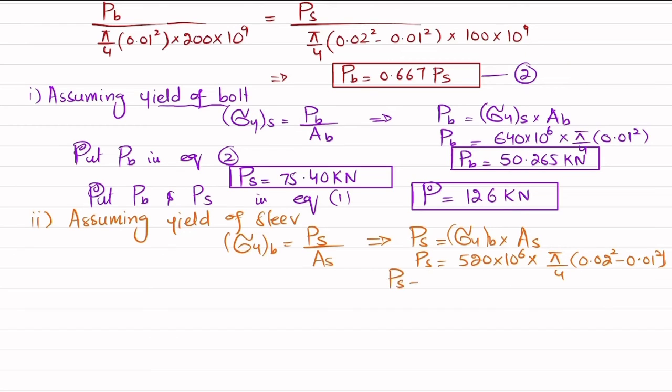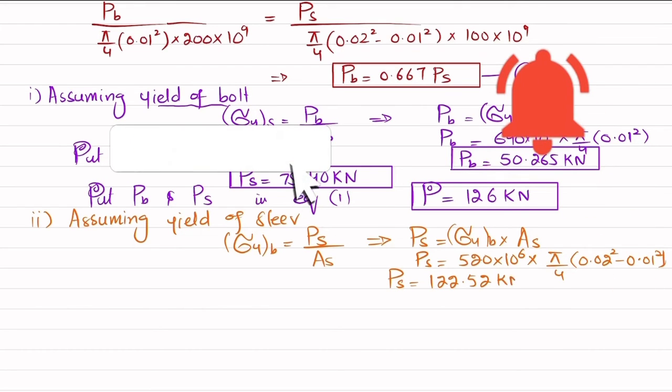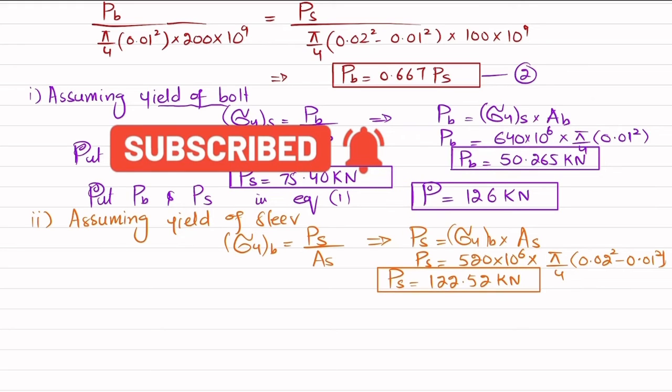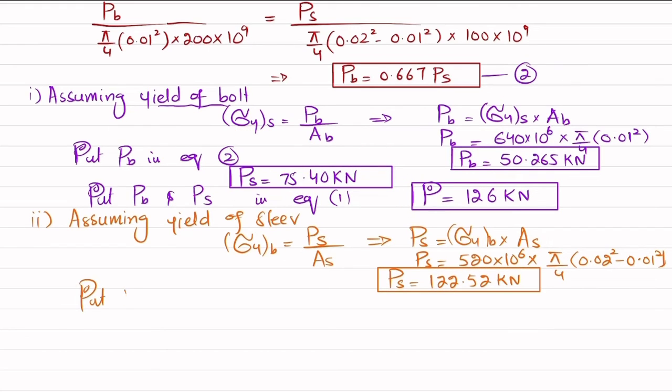So when you solve this, you will get P of steel will be equal to P of sleeve, not steel. There is a little bit of confusion in this. This P of sleeve will be 122.52 kilonewton. Now you have this value, so put PS in equation number 2. So you will get PB, and PB comes out to be 81.68 kilonewton.